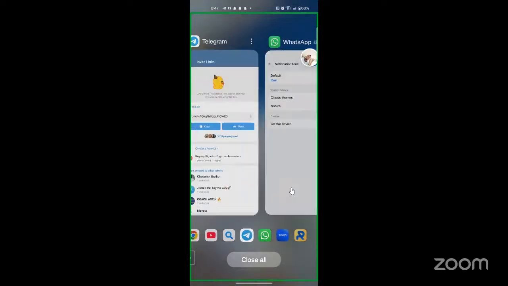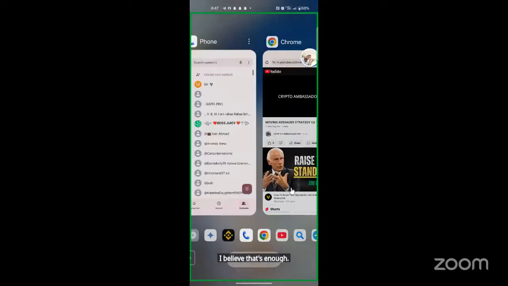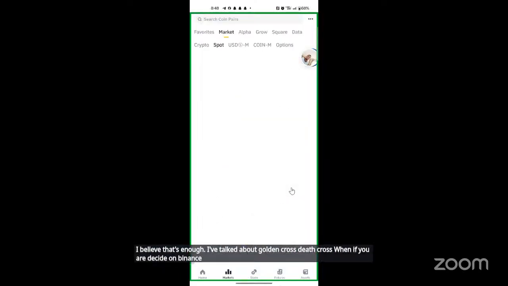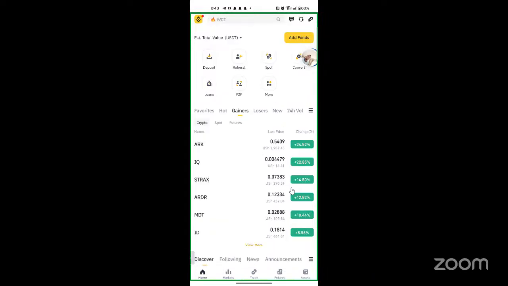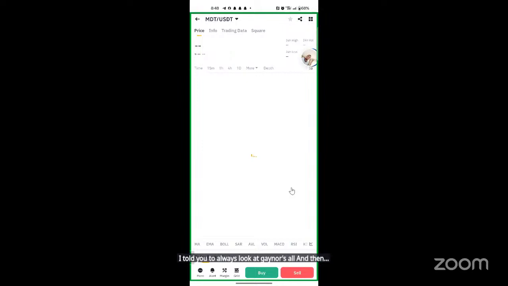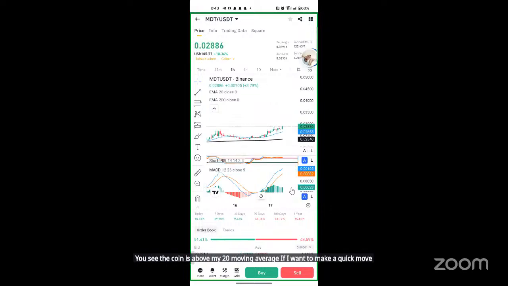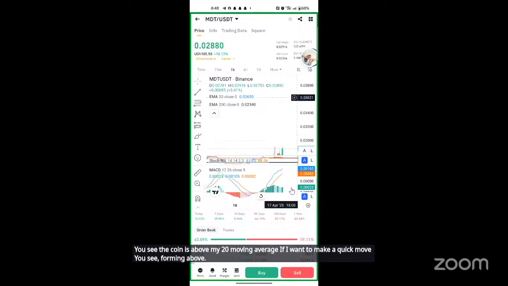I believe that's enough. I've talked about golden cross, death cross. Even if you are this side on Binance, I told you to always look at gainers or any. Let me take MDT. Now, for example, MDT here in 1 day, you see the coin is above my 20 moving average. If I want to make a quick move, you see forming above. I hope the message is home now.